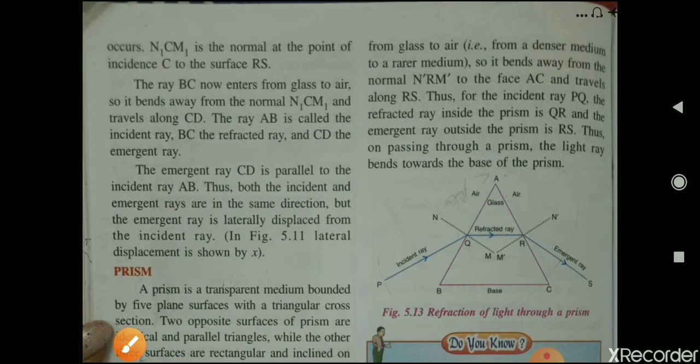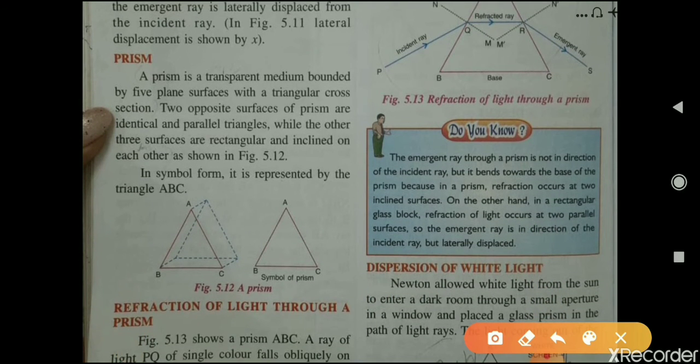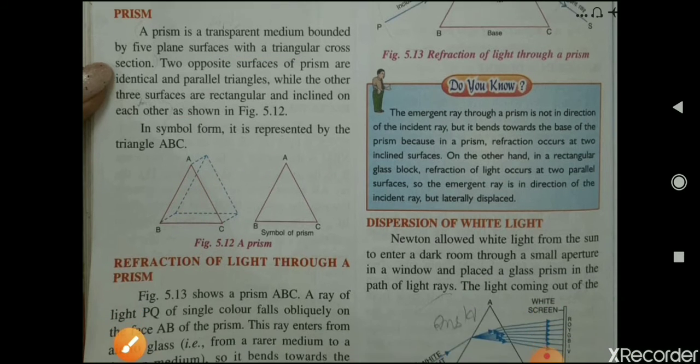Now, prism. What is a prism? A prism is a transparent medium bounded by 5 plane surfaces with triangular cross section. You can see here these two triangular cross sections. These two surfaces are triangular, while the other 3 surfaces are rectangular, and they are inclined on each other. This is a figure of a prism.